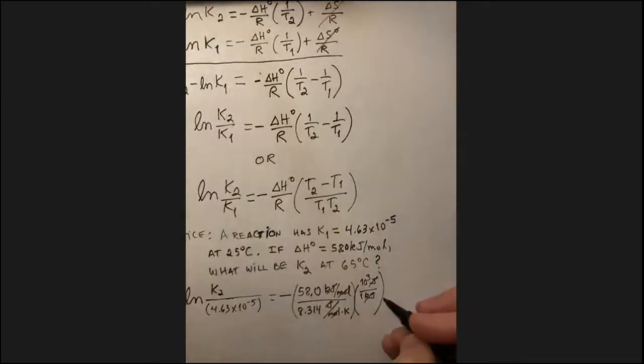And now let's put in the rest of the expression here. We had to convert the temperatures to Kelvin. So 25, of course, is 298. But 65 plus 273, that's 338. So this will be 338.